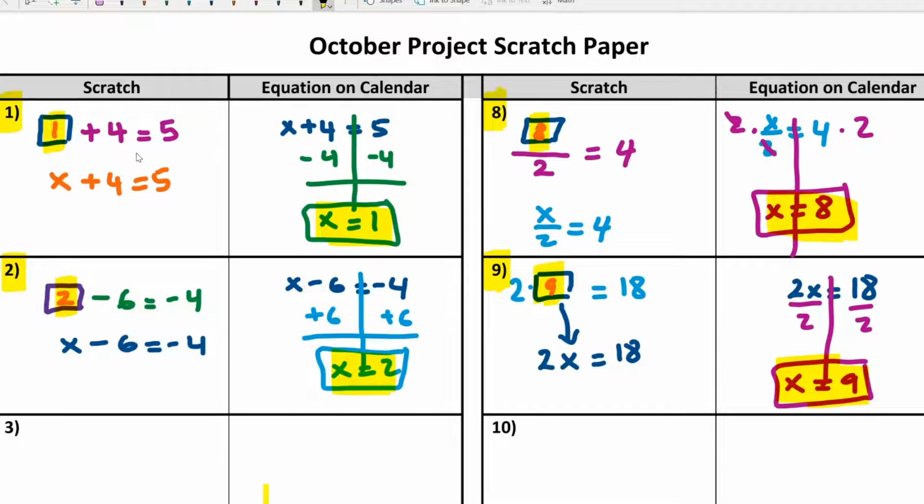You have a scratch side and you have the equation on the calendar. I want to make sure you understand this. All of this is just scratch paper. So your work here on day 1, which I have right now, will go to my calendar.